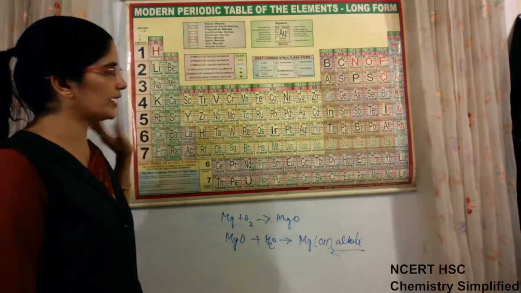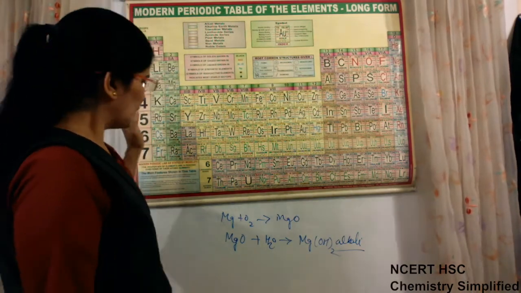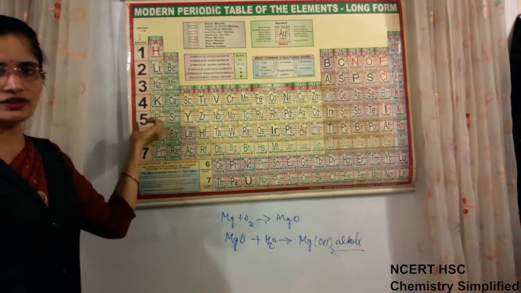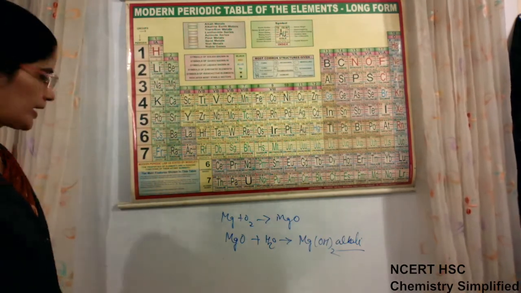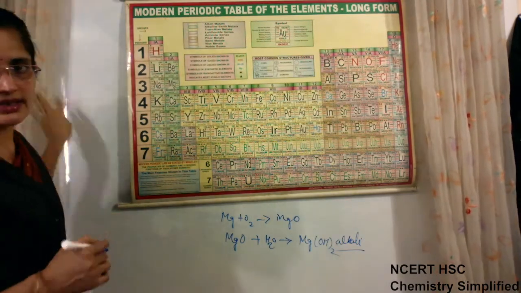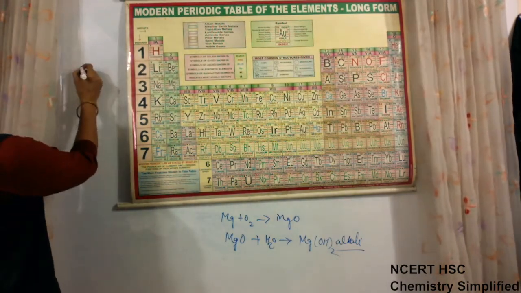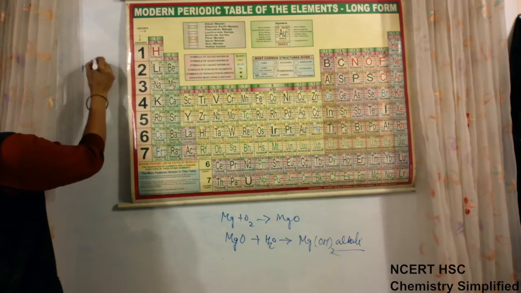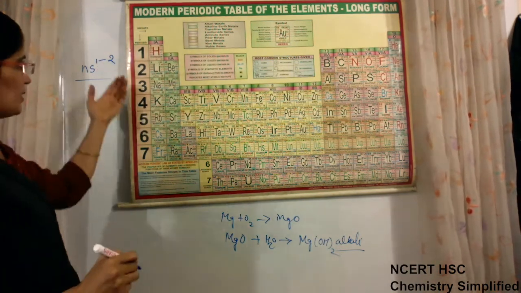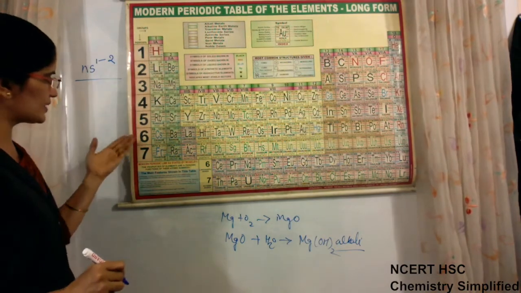These two groups are S block elements. When it comes to the outer electronic configuration of S block elements, it can be written as ns1-2, where n may be 1, 2, 3, 4, 5, 6 and 7.